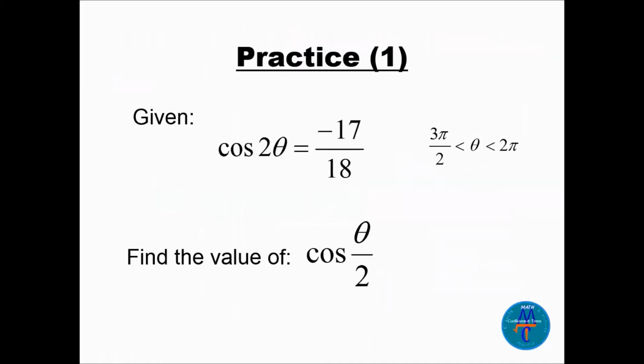Now, we reach practice number 1. Given cosine of 2 theta is minus 17 over 18. Theta belongs in which quadrant? This one here, between 3 pi over 2 and 2 pi, quadrant 4. Yes. Find the value of cosine theta over 2. That's practice number 1. You can use the appropriate formula from slide number 10.